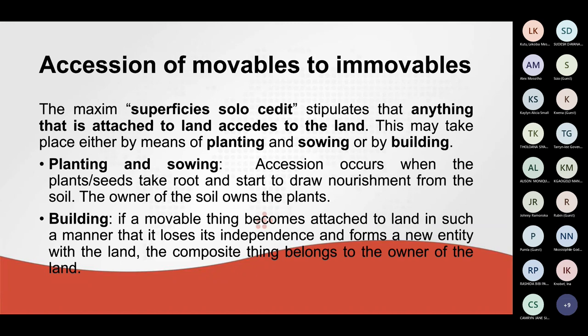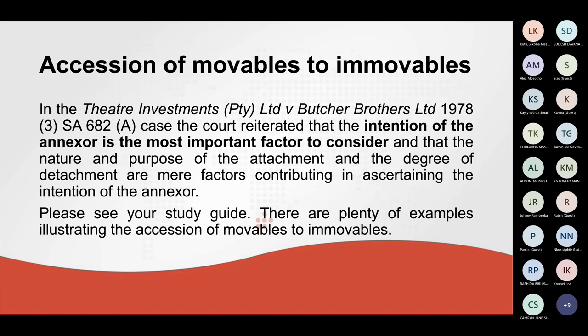Another important case is the theatre investments case, which is also discussed in your study guide. There the court reiterated that the intention of the annexer is the most important factor to consider, and that the nature and purpose of the attachment and the degree of detachment are mere factors contributing in ascertaining the intention of the annexer. So please see your study guide in this regard. There are plenty of examples that illustrate the accession of movables to immovables.